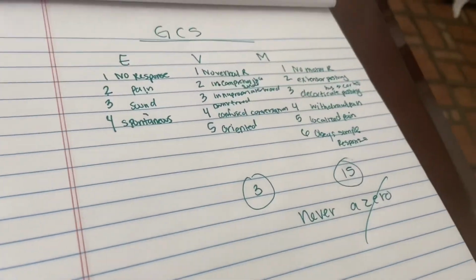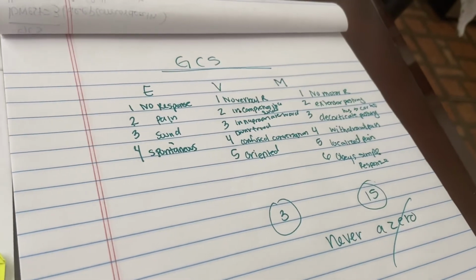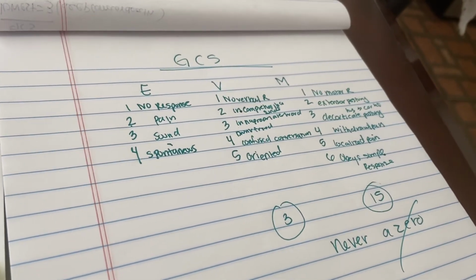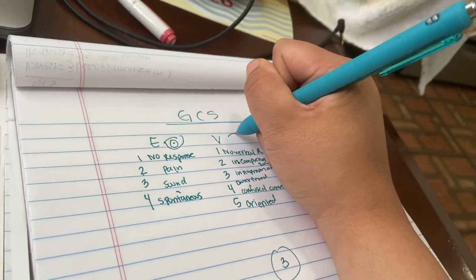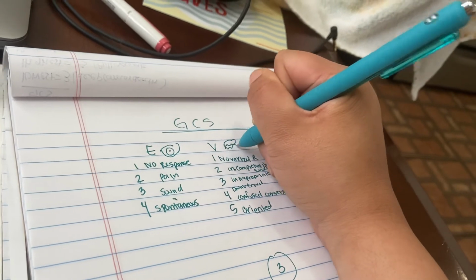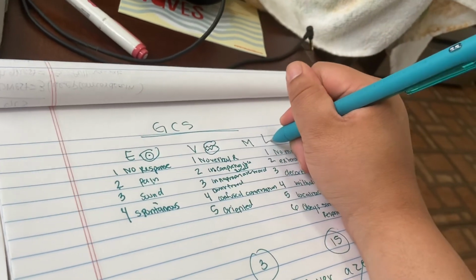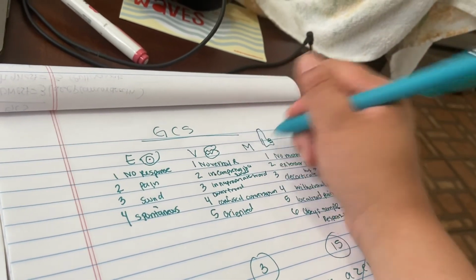Okay, so that's a quick little fun way. I hope that helps you guys on your exams or NCLEX, whatever you're studying for. And if it helps, you could even draw an eye right here. Verbal, you could color code it. This is maybe lips, and then a leg right here, if it helps.